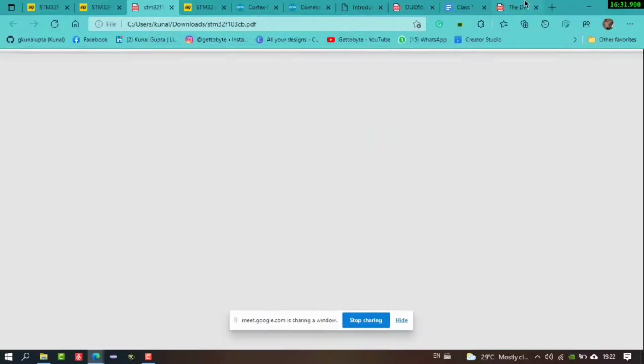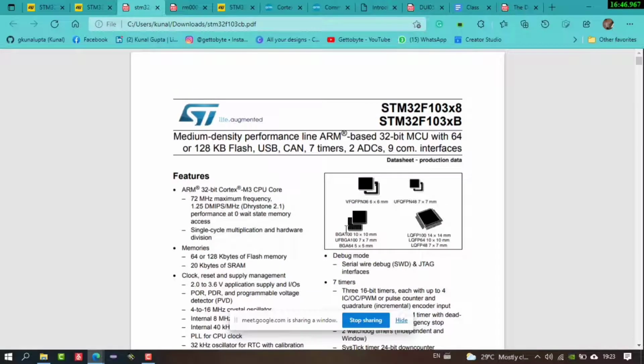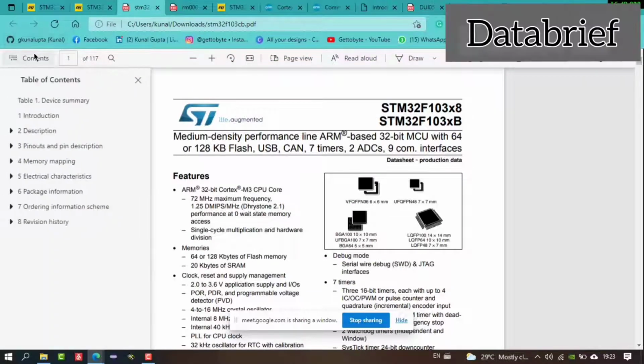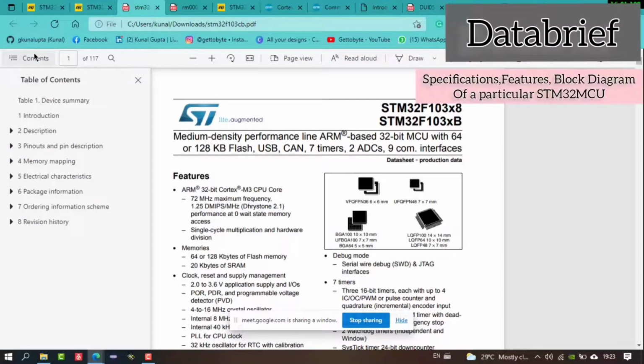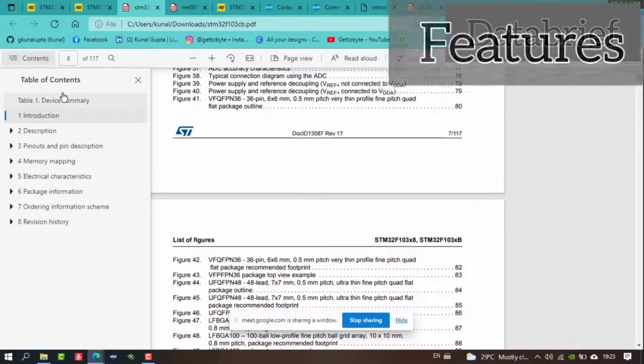So what is the difference between these two data sheets? This one, the data brief, is just the data brief which will tell you all the specifications, all the features, all the things which can be done by this STM32 F103. Like here, if I start with the features, I will tell you one by one and explain all these features of the microcontroller.